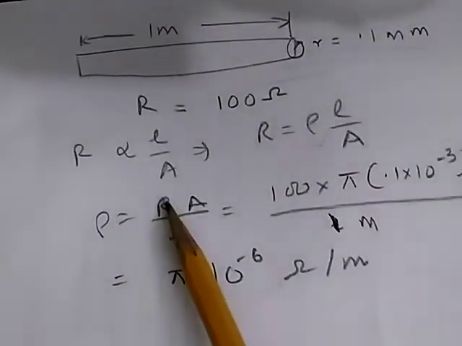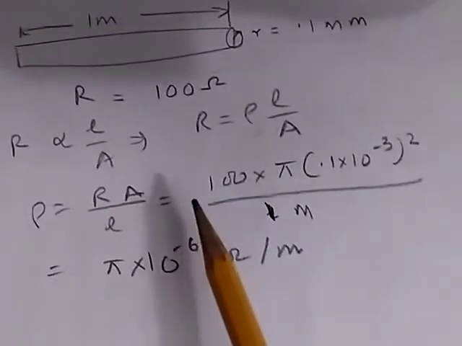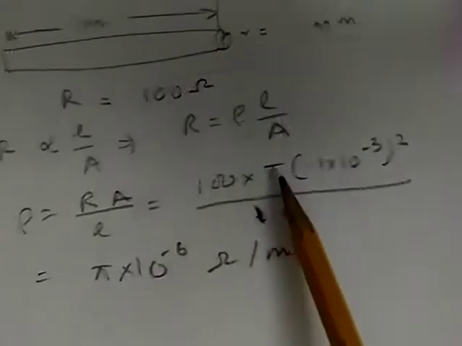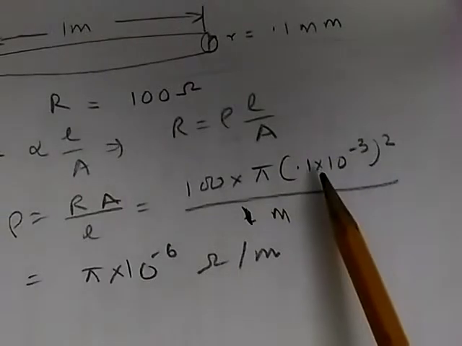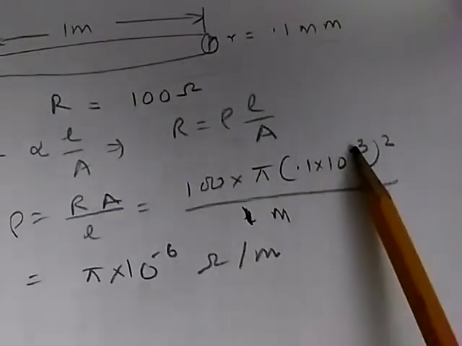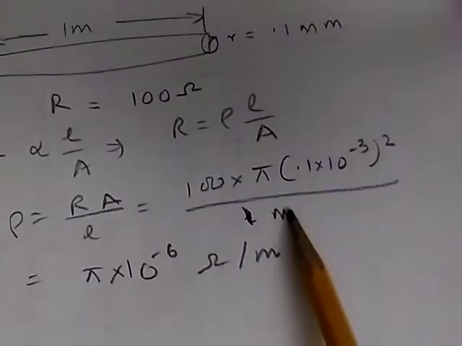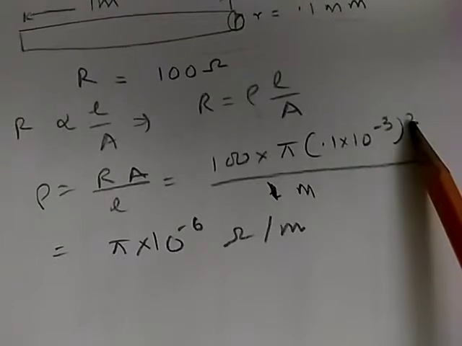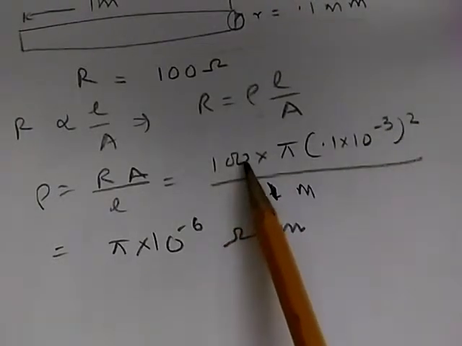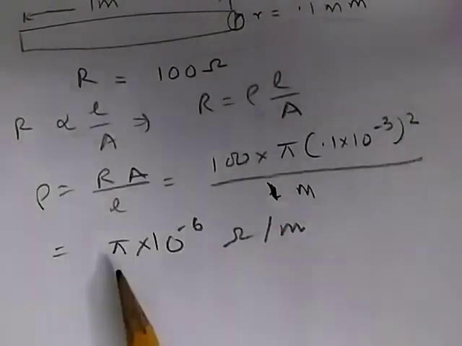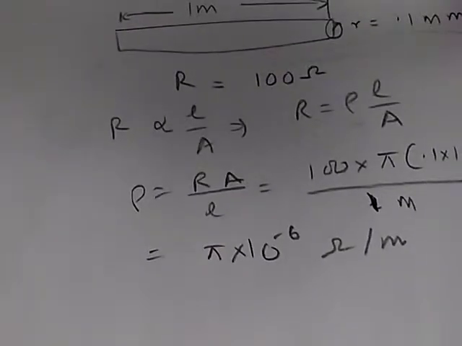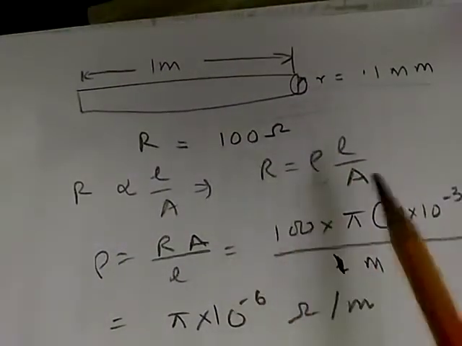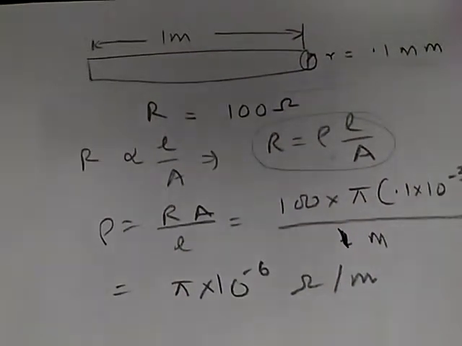Resistivity, rho, will be equal to R into A divided by L. R is given as 100 ohm, area is going to be pi r square, where r square is (0.1 into 10 to the power minus 3) whole square, divided by 1 meter. So this is 10 to the power minus 4 squared, which becomes 10 to the power minus 8, multiplied by 10 to the power 2, so it becomes 10 to the power minus 6. It's pi into 10 to the power minus 6 ohm meter. In case of resistivity, just make sure you know what it is proportional to, and you don't need to memorize the formula, just follow it logically.